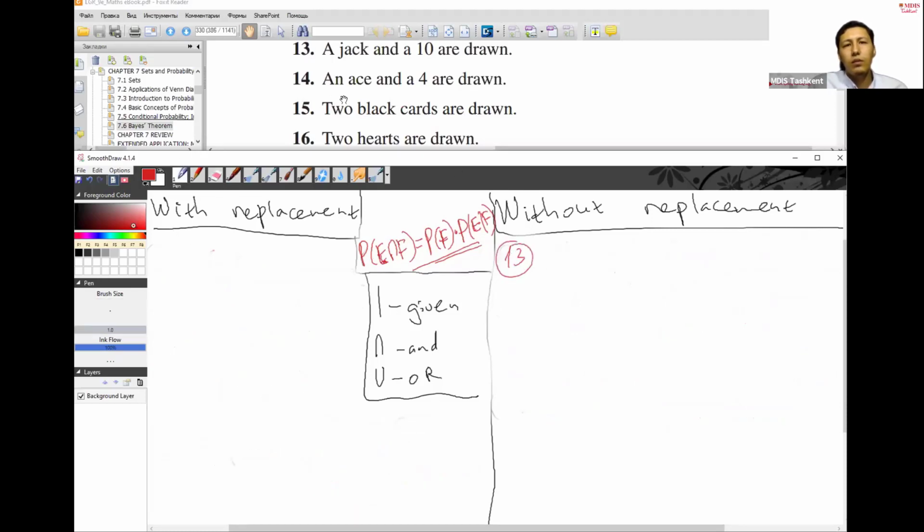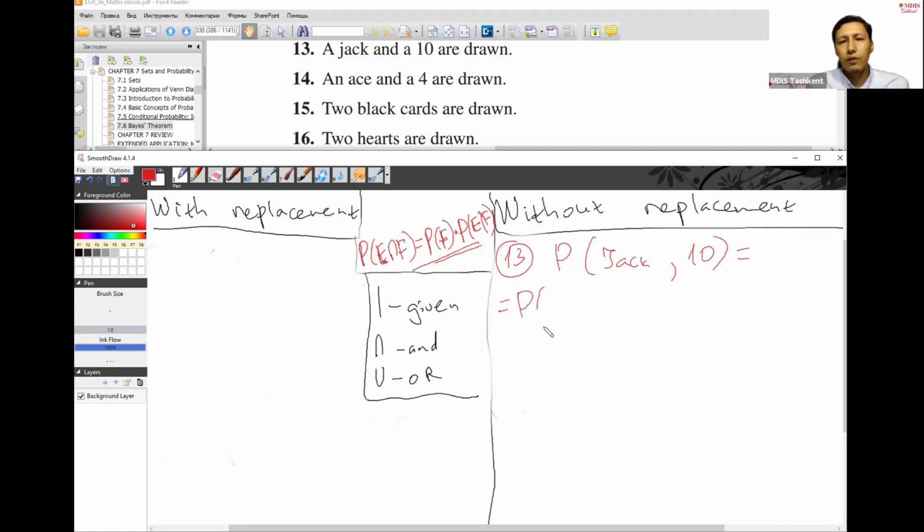Number 13, probability of a jack and 10. Okay, getting jack and 10. If it says first jack and second 10, that is different. But it says jack and 10, so the order doesn't matter here. So you may have two cases.